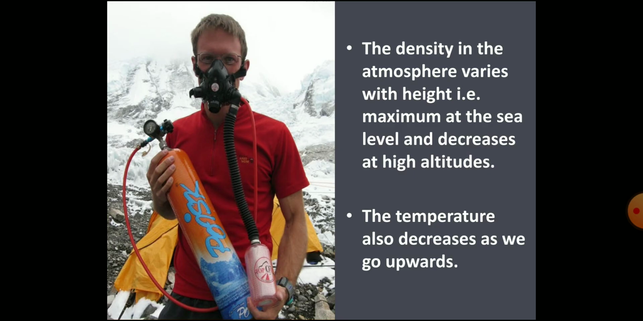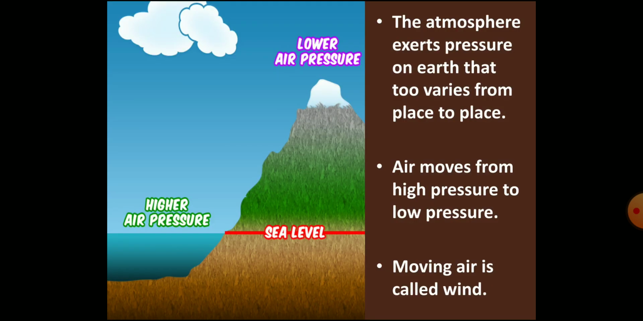Children, the density of the atmosphere is not the same everywhere. It varies with height. The density of the atmosphere is maximum at the sea level, and as we go upwards, this density decreases. Have you noticed that the mountaineers carry oxygen cylinders with them? It is due to less density of air that they have problem in breathing, and so they require oxygen cylinders to be able to breathe at high altitudes. Not only the density of air but the temperature also decreases as we go upwards.